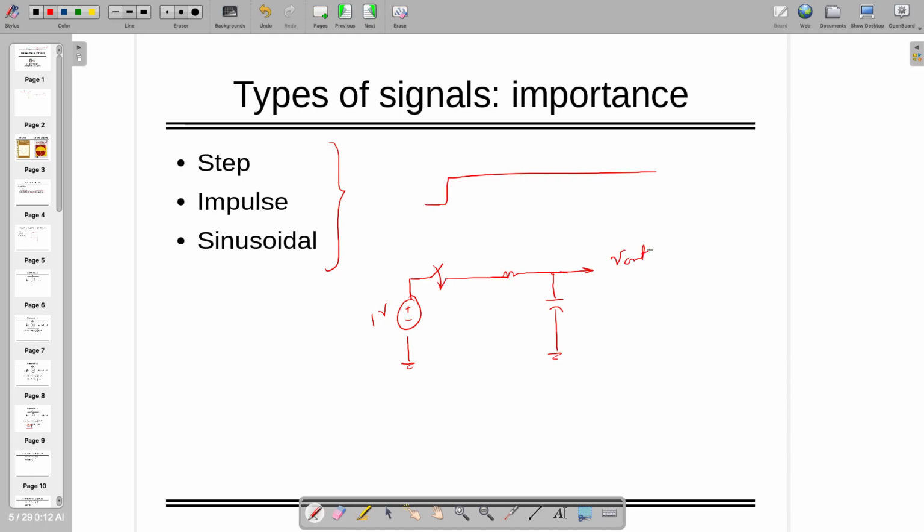The input is step right now. Can you see that? At t equal to 0 minus, the switch is off. At t equal to 0 plus, the switch is on. So it is from 0 to 1 volt. That is what I am giving as an input. So that input is known as a step input, right?